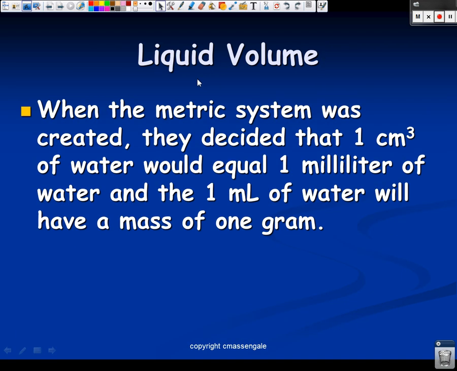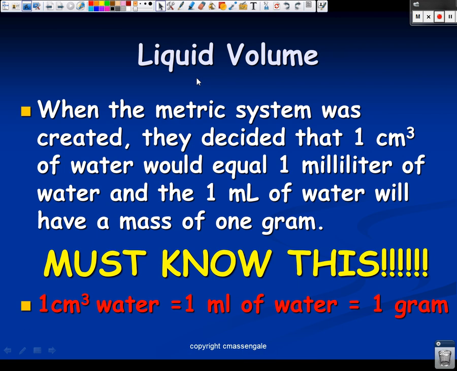Liquid volume. Now, if you like to highlight things, this is where a highlighter is going to come in very handy. If you need to star things, circle things, underline, this is going to be very important. That part down there at the bottom. When the people were first developing the metric system, they did something very insightful that's going to allow us to transition between units very seamlessly and smoothly.